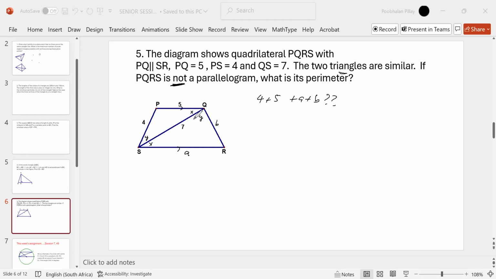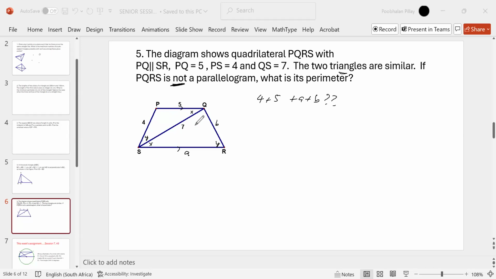So we can conclude that this angle is not y. If it is y, then you have a contradiction, because you can conclude that this is a parallelogram, which is false. So this y here is not equal to that one, but because they are similar, y is certainly equal to one of the angles, and it has to be this one.